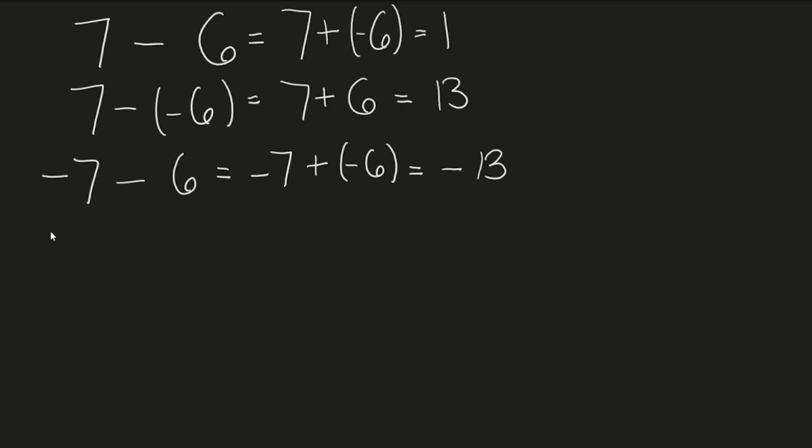How about if both are negative? Same logic. Take the first integer, change the subtraction sign to addition sign, get the additive inverse of -6, which is +6, and that would give us -7 plus 6. Since they have different signs, we will find the difference, but the sign of the sum is going to be negative because 7 is the larger number of the two, and the difference of 7 and 6 is 1.